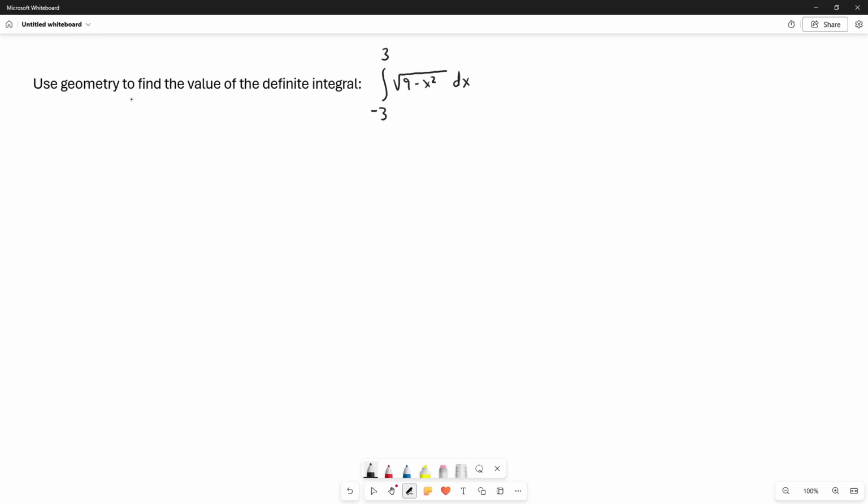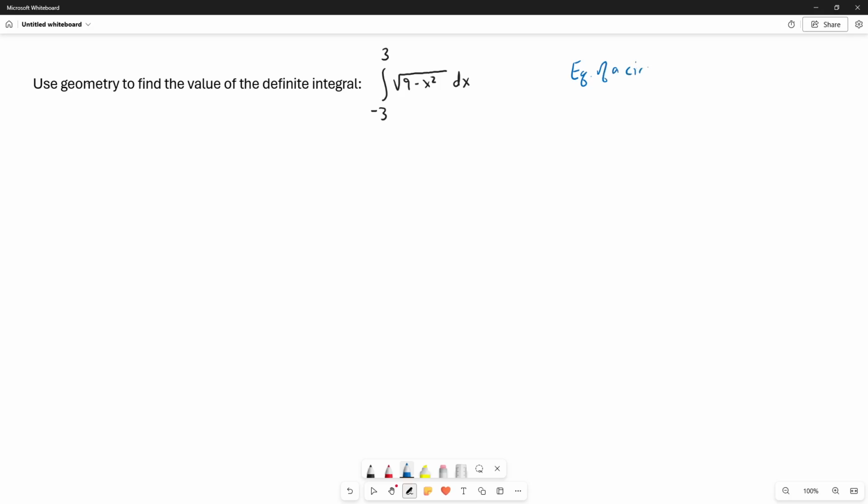Use geometry to find the value of the definite integral from -3 to 3 of the square root of 9 minus x squared dx. So in order to solve this problem, we have to be familiar with the equation of a circle.